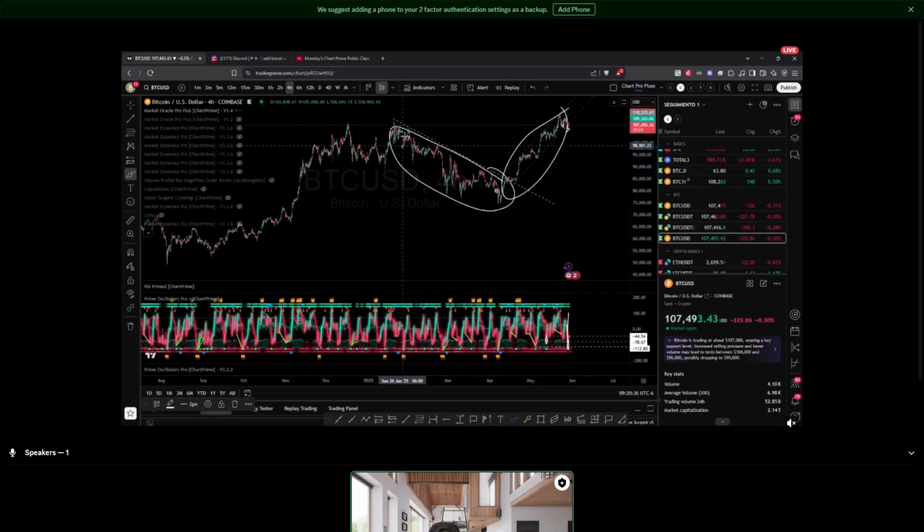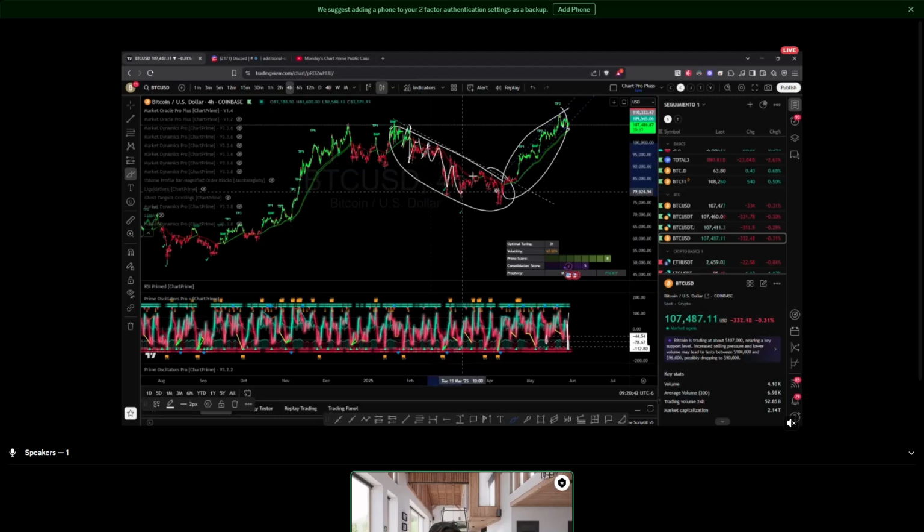And this is a trade, this is a trade, this is a trade. I mean, you get the point, right? And then again, this is a trade, this is a trade, this is a trade, and guess what?